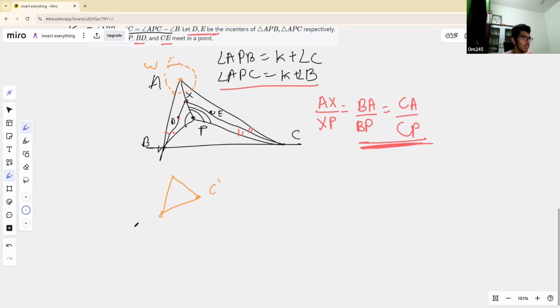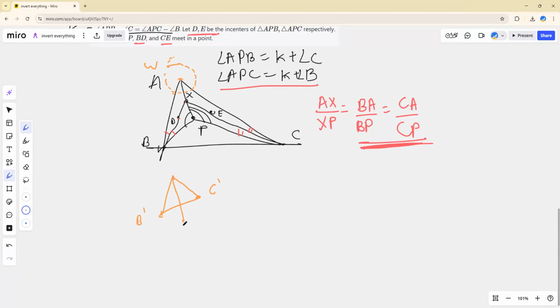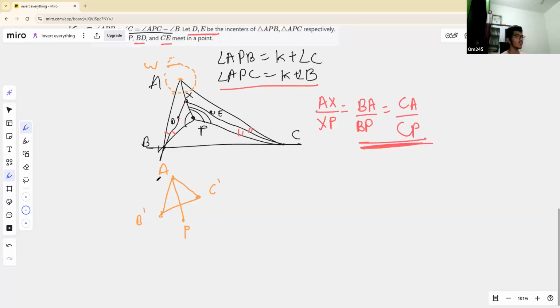So suppose C maps to C dash, B maps to B dash. We invert about A, and get B star equals C star. Yes, exactly, that's what we do. So we invert about A with some circle with some random radius R, and call it the omega circle.